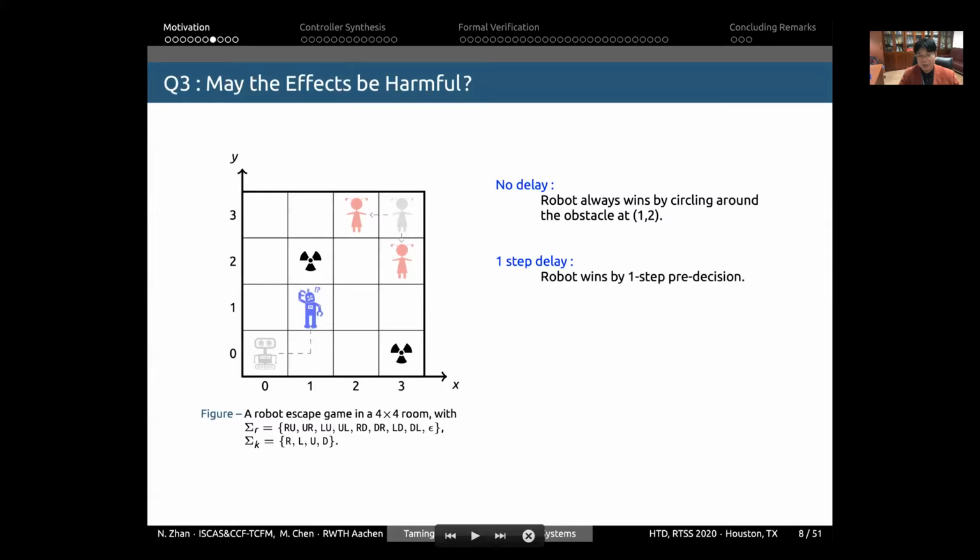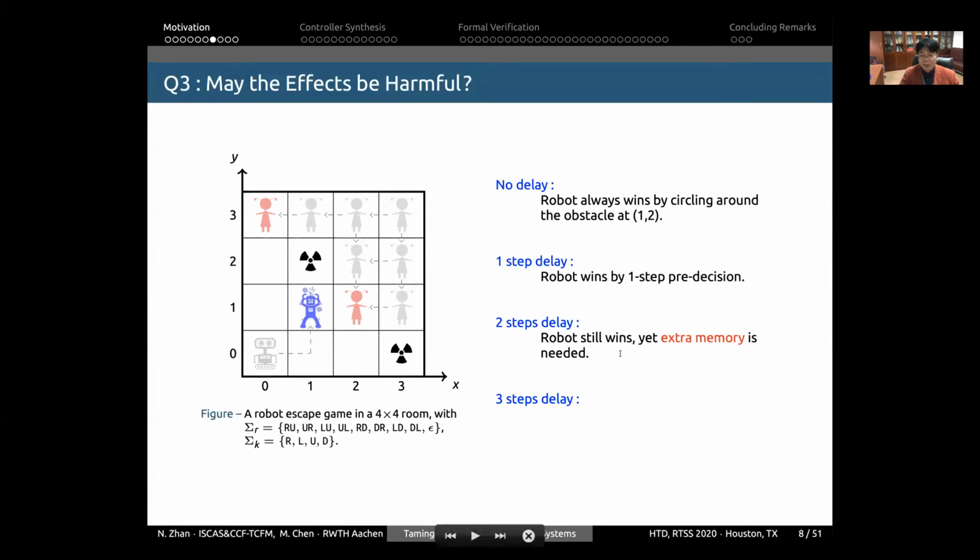For this case, the robot still can win the game by 1 step pre-decisions. Similarly, once we consider the 2 steps delay, the robot still can win the game by 2 step pre-decisions. But the problem here is that once we want to synthesize the winning strategy, we need to have extra memory. Which means the winning strategy is not historyless.